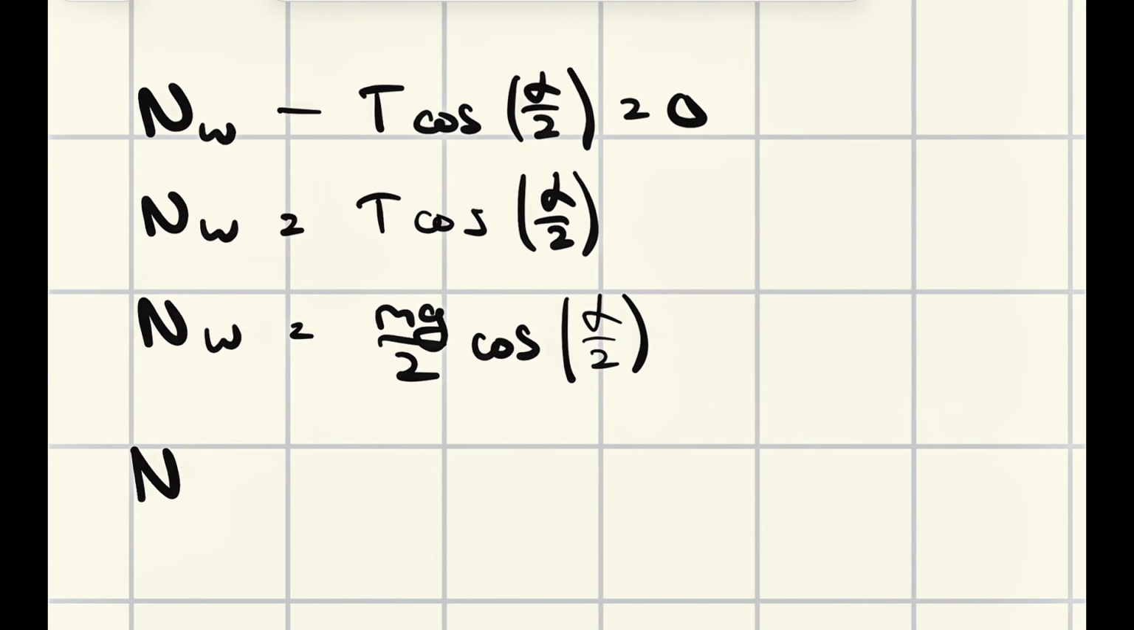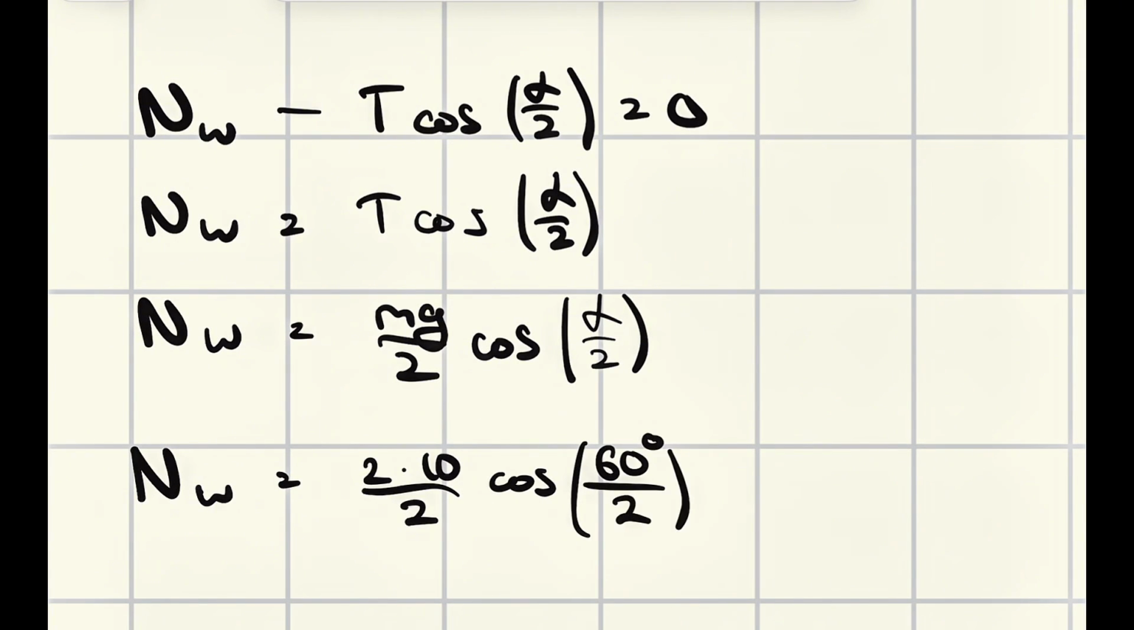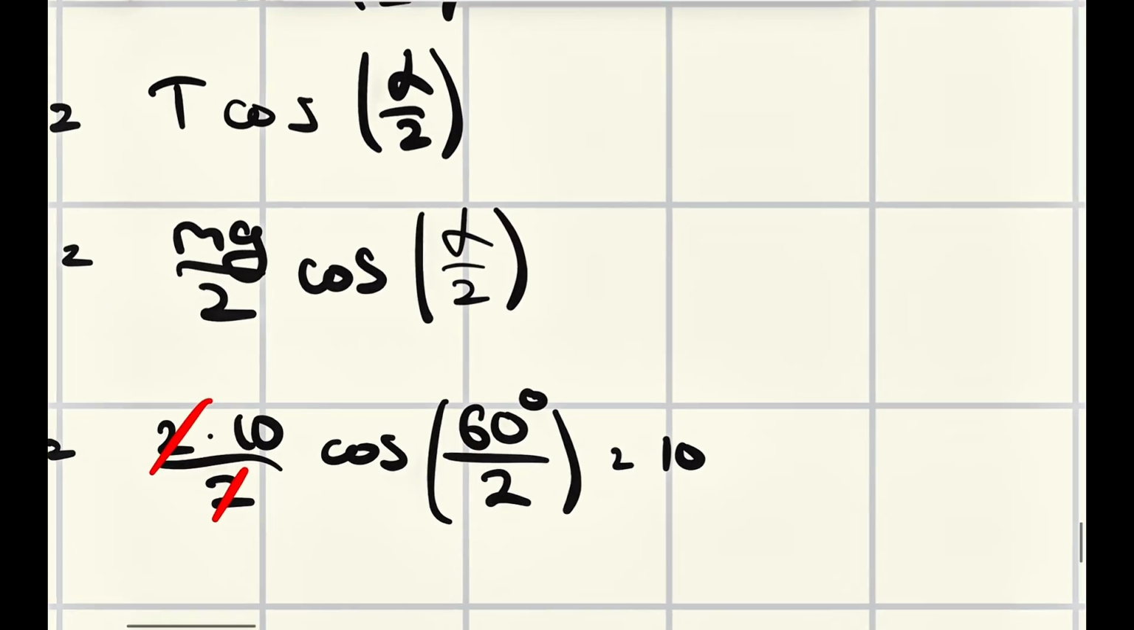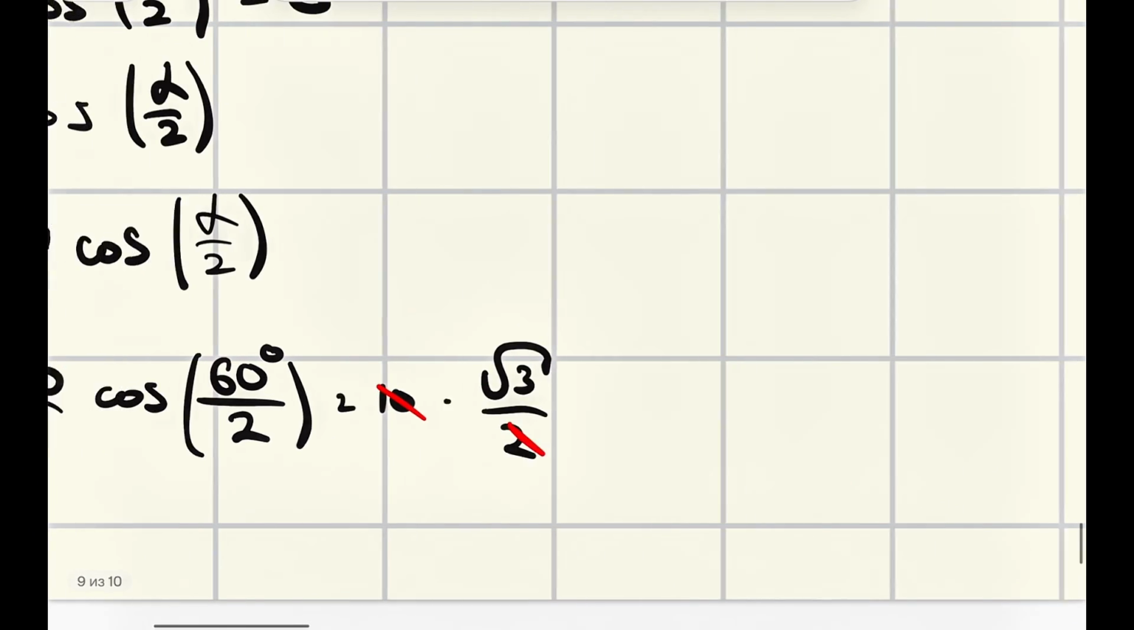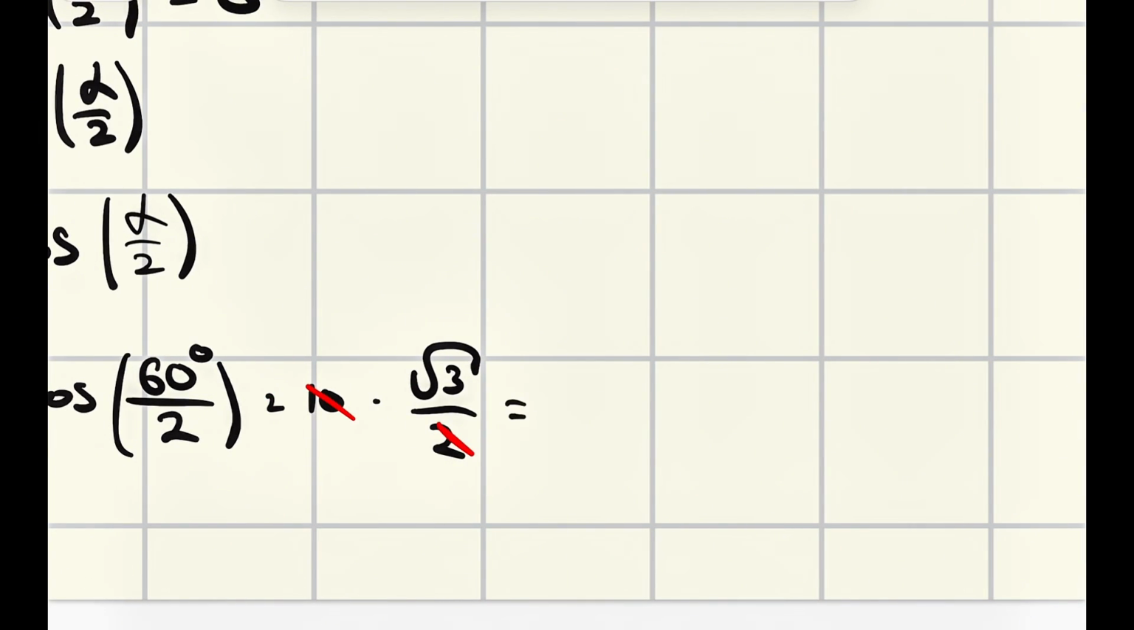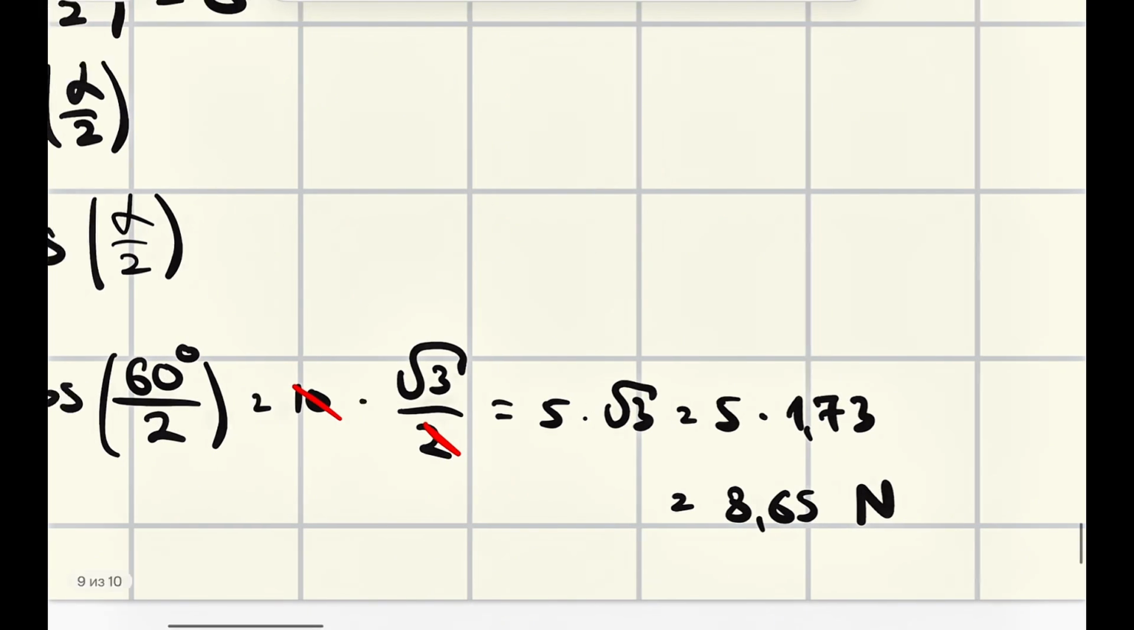So let's calculate it. It's going to be 2, tan, 2, cosine, we have proved it is 60 degrees, divided by 2. This cancels out, this is 10, cosine 30 is going to be 1 divided by 2, right? No, it's not right, it's square root of 3 divided by 2. This means it's 5 multiplied by square root of 3. If I'm not mistaken, 5 multiplied by 1.73 gives us about 8.65 newtons. Pretty good, this is our answer.